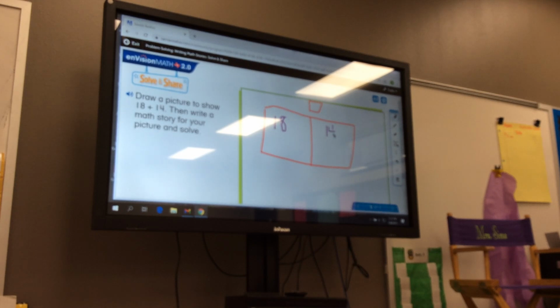14. Honestly, it's going to take us a while to write our story, so I don't want us to draw everything out like that. So do it like this, right? So we have to find what? The whole. We got to find the whole, don't we? Now it wants us to write a math story problem. An addition story problem. We know it's addition because it's already telling us to add, right?